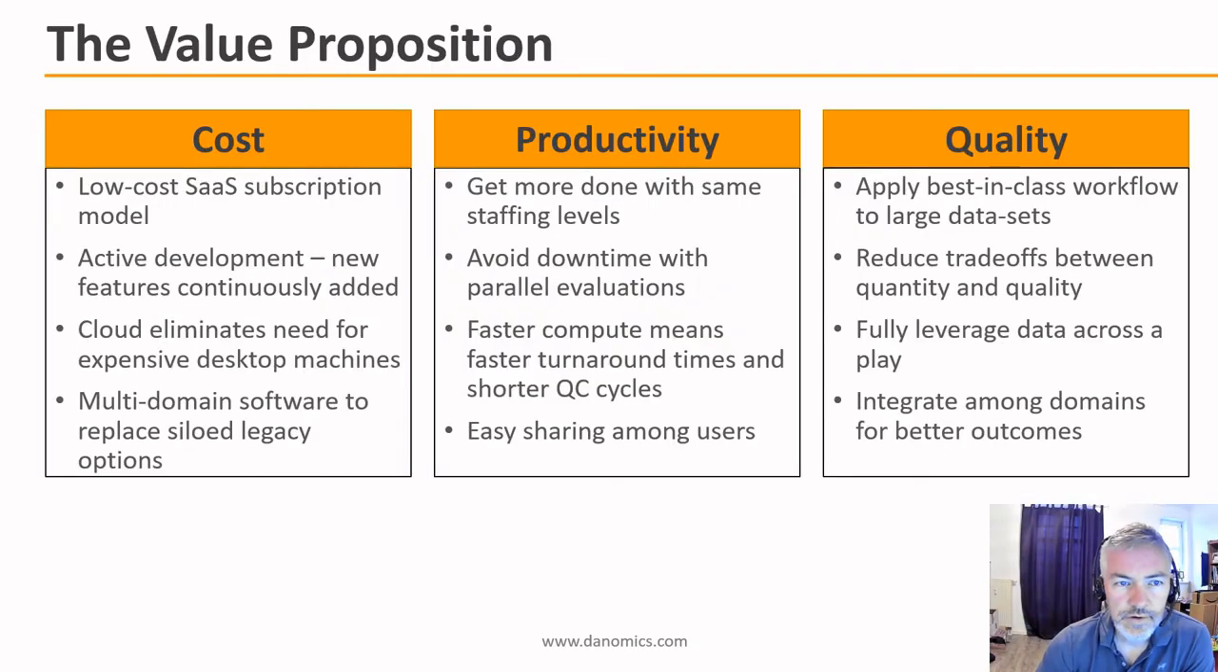So when it comes to the value proposition, we see 3 ways that Danomics can help create value for your company. The first is cost. We have a low-cost annual subscription model that prices our software at or below what your annual maintenance cost would be on your existing softwares. Also, moving to the cloud means that you don't need expensive desktop machines. The software can run just as well on a low-end laptop as it can on a high-end desktop.